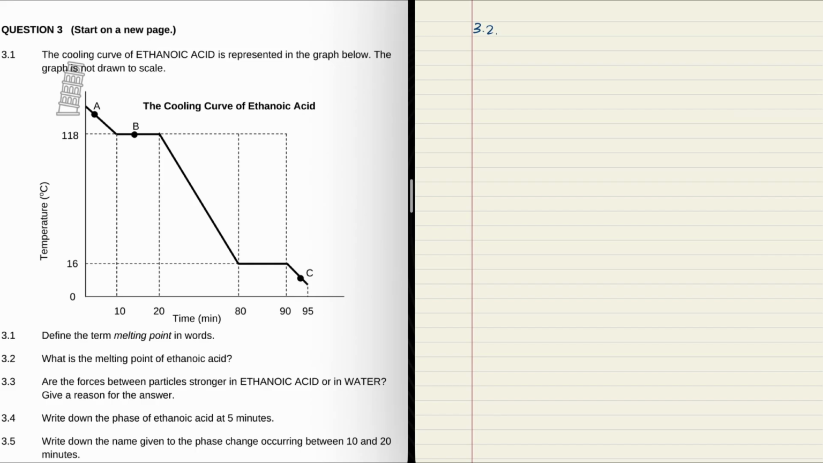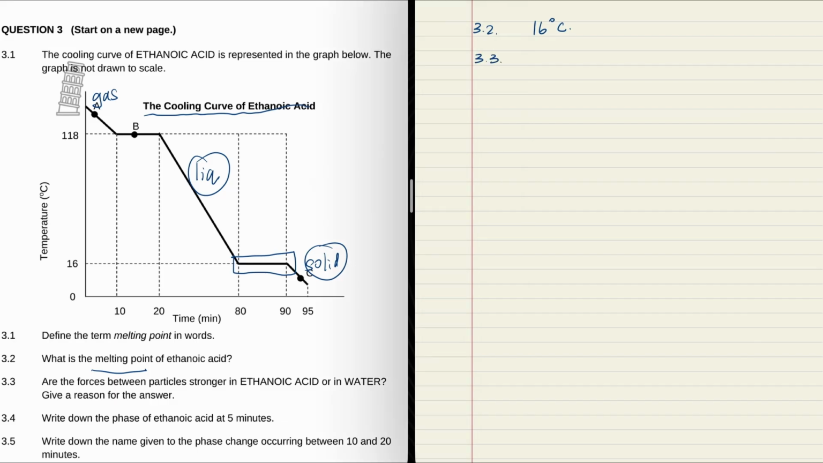Question 3.2, what is the melting point of ethanoic acid? So the melting point of ethanoic acid is going to be 16 degrees Celsius. It is helpful here if you make notes on the diagram. So for example, if this is a cooling curve, then this is going to be a gas state, this is going to be a liquid state, and this is going to be a solid state. So if you are looking for melting point, you are looking for solid to liquid, and that's going to happen right here. So 16 degrees Celsius.